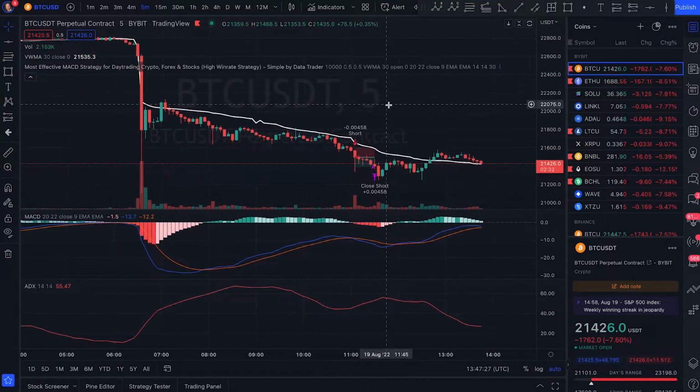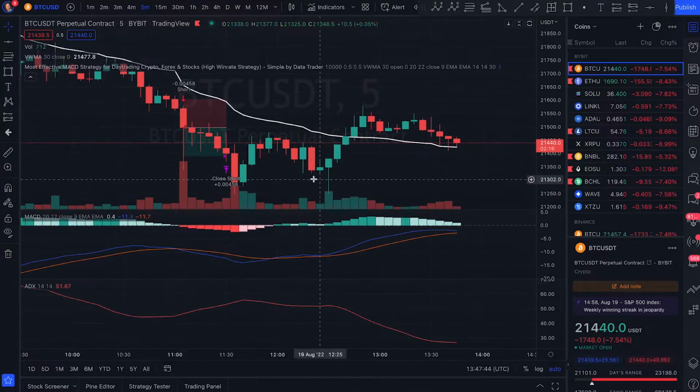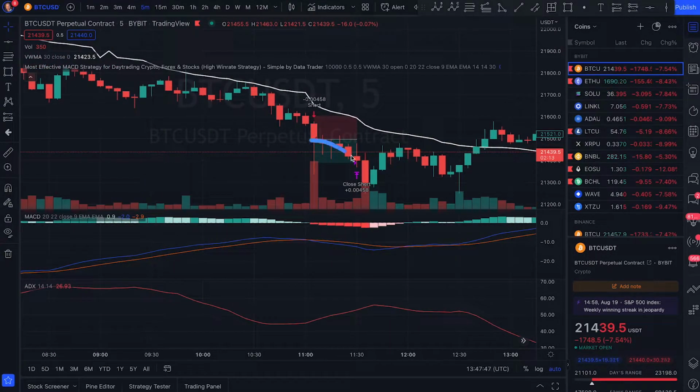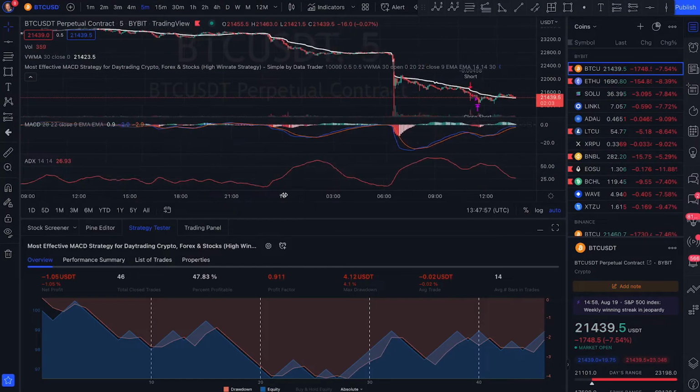So here's a good example. We have the price action below the average line. We have a cross under on the MACD, and the ADX is above 30 here. So we have a valid short entry right here, and that was the win straight away. So now let's check the win rate for this strategy. We have the base win rate at 47.83%, which is very bad.